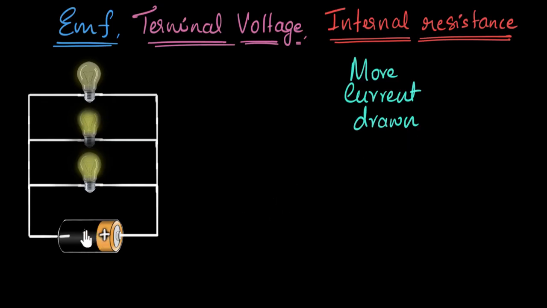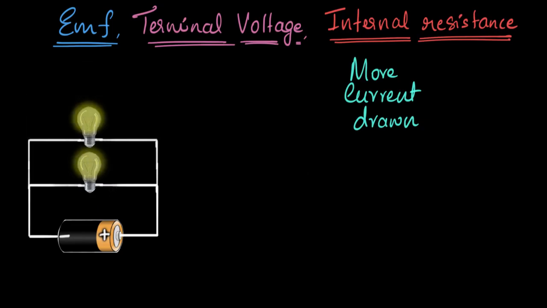Another way to see why more current gets drawn from the battery is to think about this. When you attach more bulbs, more resistors, in parallel, the effective resistance decreases, right? And so as the effective resistance decreases, more current gets drawn. Anyways, you see, in more circuits, more current gets drawn from the battery. All right, what happens because of that? Well, it turns out because of that, the voltage provided by the battery starts reducing.